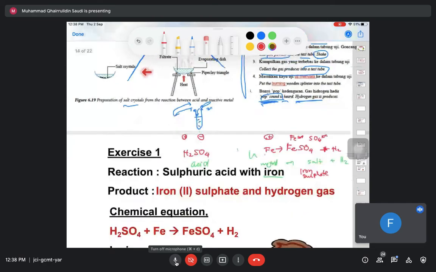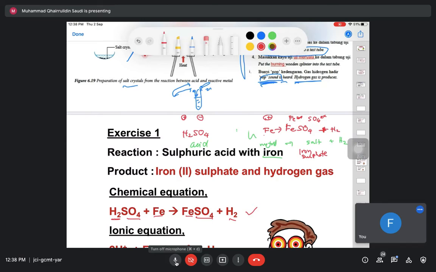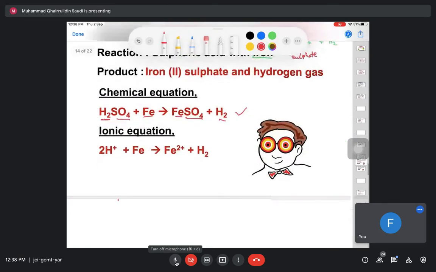And then balance the equation. The equation is already balanced: H2, Fe ada 1, SO4 ada 1, then it's already balanced and it is done. Okay? Yes. Next.